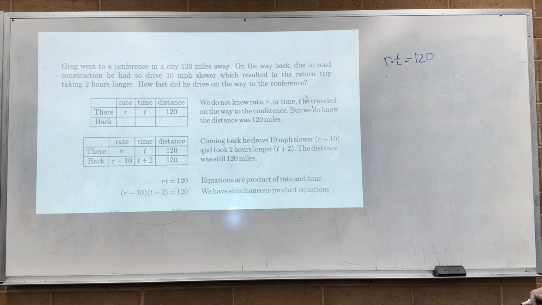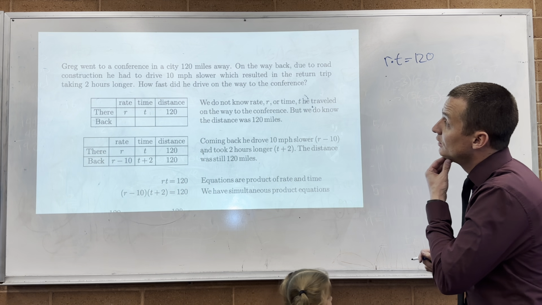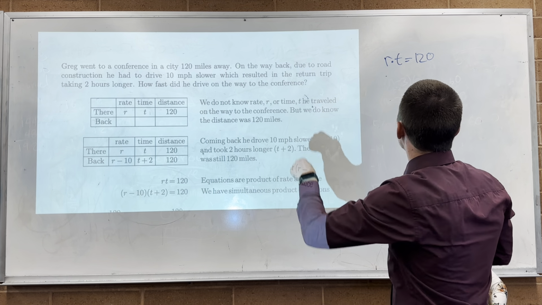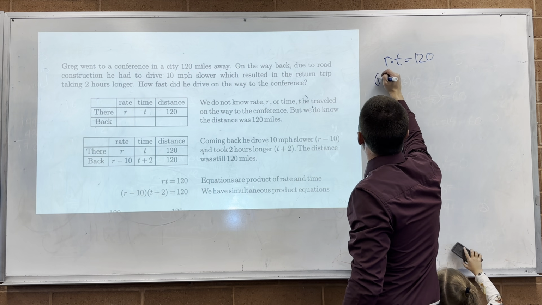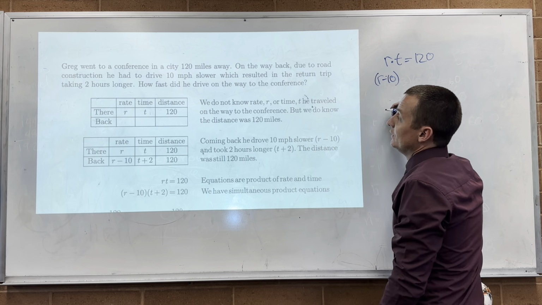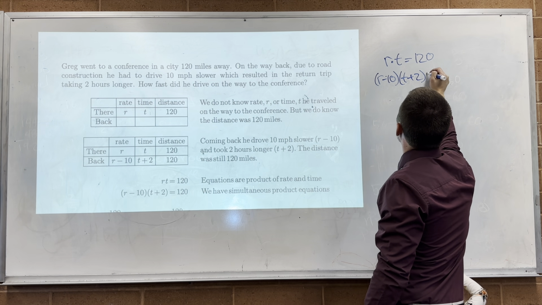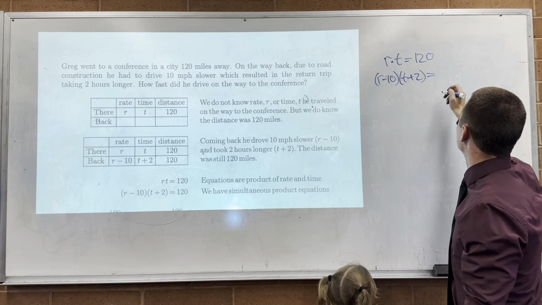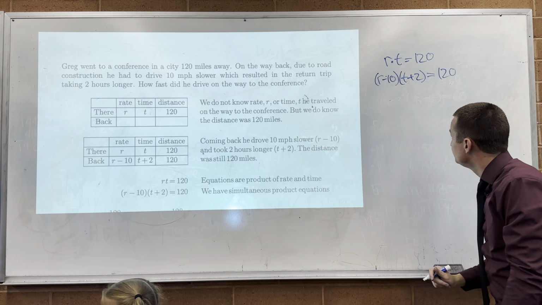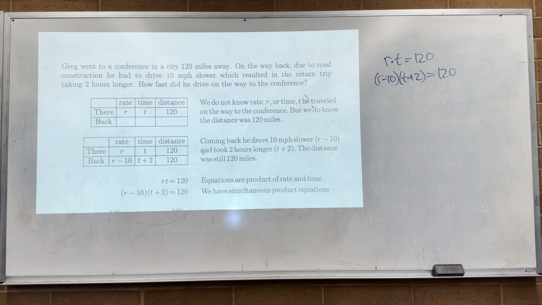That's him going there. On his way back, he went 10 miles per hour slower, so his rate on the way back was r minus 10. And his time on the way back was his time there plus 2. And that is equal to still 120 miles. Driving there, driving back. And so here's our two equations.